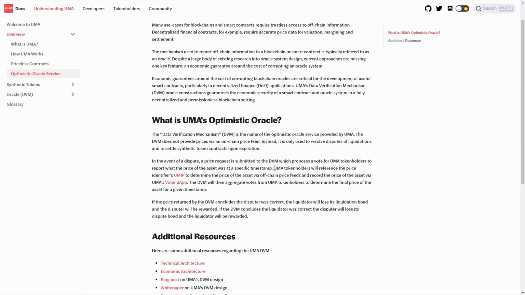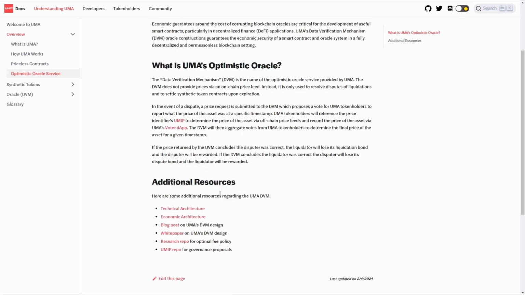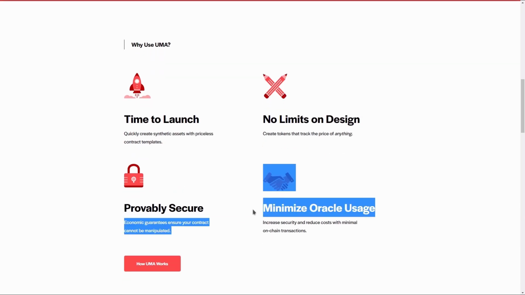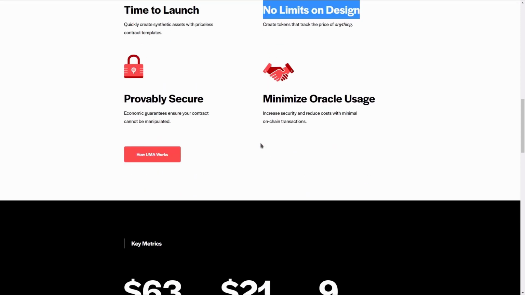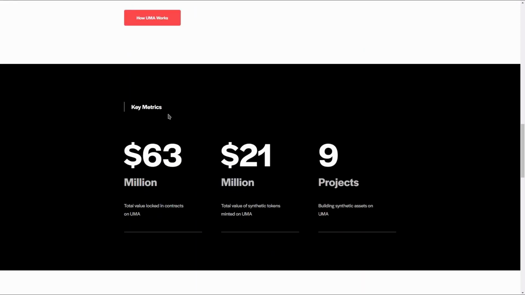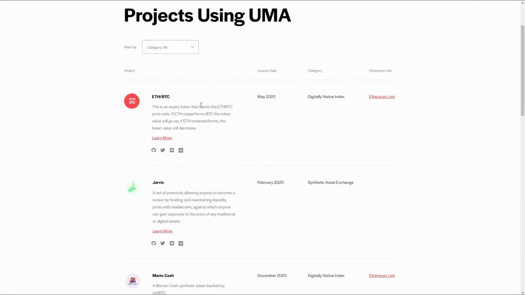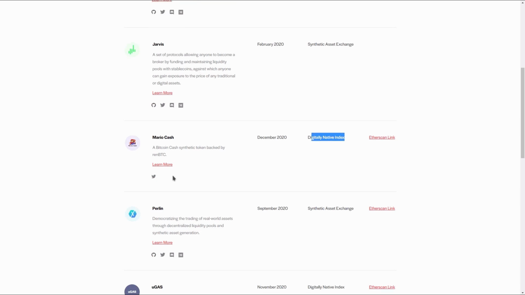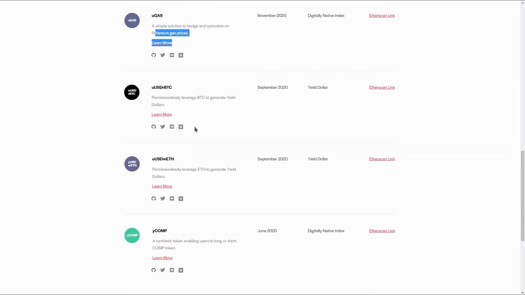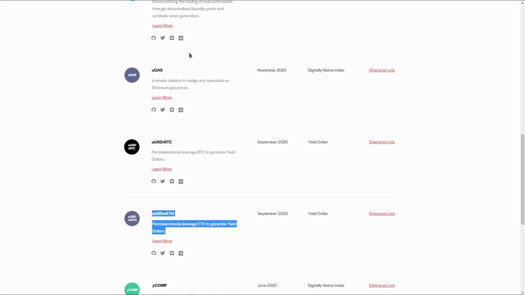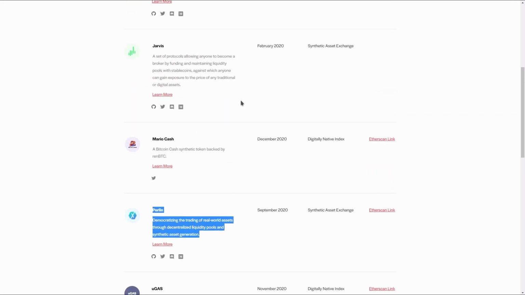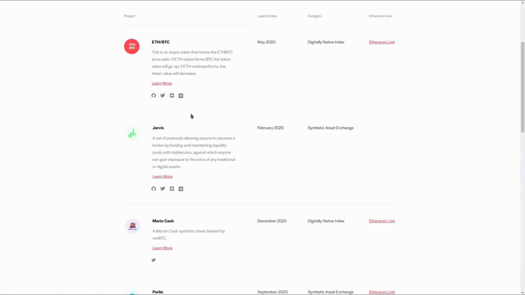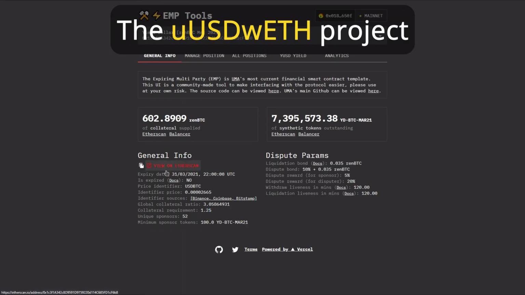With these mechanisms, UMA contracts are provably secure, and by minimizing the use of on-chain oracles, you get increased security and reduced costs with minimal on-chain transactions, and you can use these off-chain oracles to create a synthetic asset of anything. If we take a look at the projects created on UMA's protocol, you can see there are many different synthetic assets. Some of these assets can be used to either long or short assets, or you can buy yield coins, or even supply liquidity. Also, if you want to buy the leveraged assets, make sure you collateralize properly to avoid liquidation.